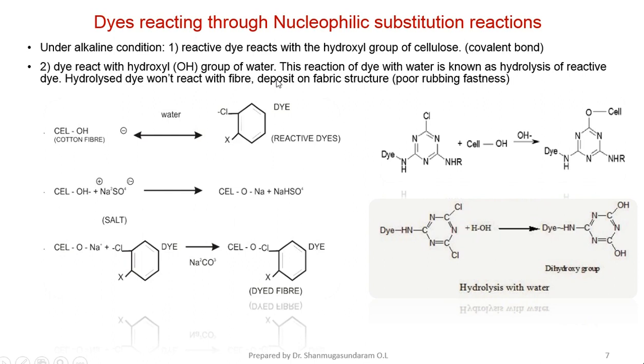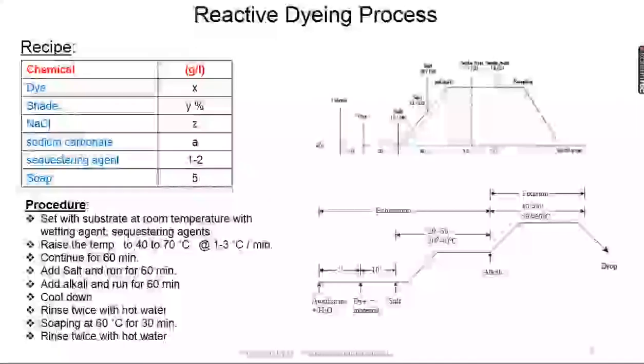This was already discussed in the previous slide. So it shows hydrolyzed dye formation. It won't further react with the fiber; it simply deposits on the surface of the fabric and leads to poor rubbing fastness. Please look at the figure. How the reactions take place between the dye and the fiber is clearly mentioned in the slides. Here also you can see how the hydrolyzed dye forms during the dyeing process. Please look at the slide.